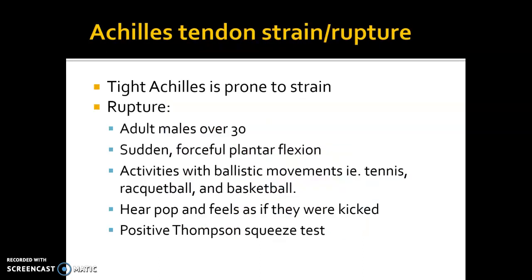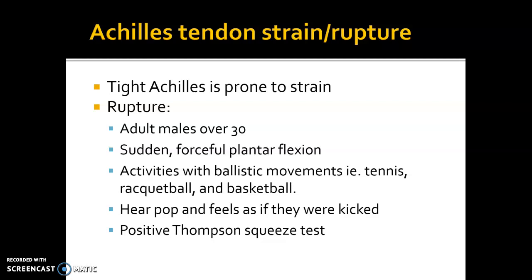Okay, now we can also have an Achilles tendon strain or rupture. So instead of being something that's chronic, this is going to be acute, which means it happens at one time. You can pinpoint the exact time that it happened, and it's not something that's going to get worse over time. This usually happens in adult males over 30, and that's just because as we age, our tendons become less elastic.